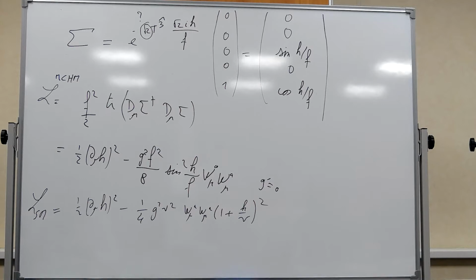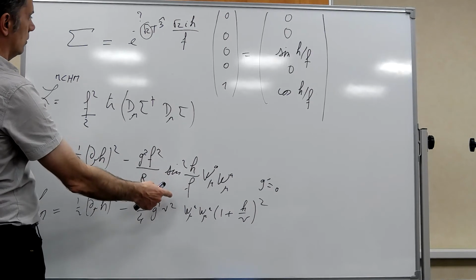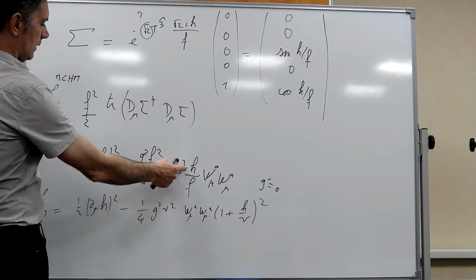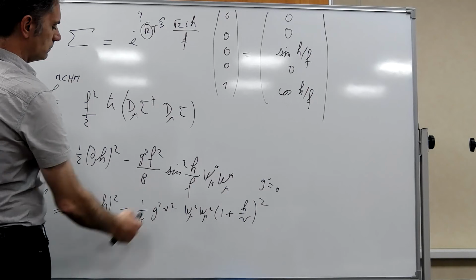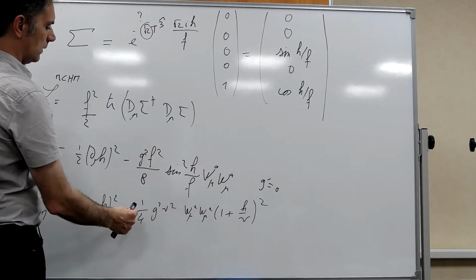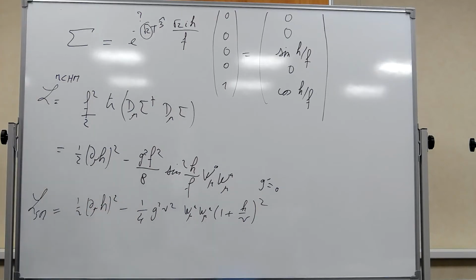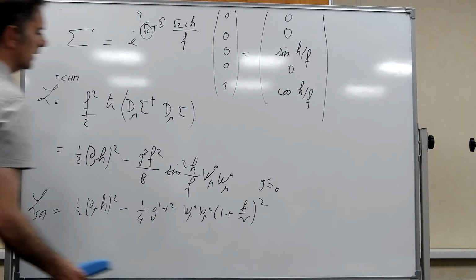So let us do that. Let us look explicitly at the expansion of this sine, right? And the Lagrangian of MCHM, which is minus g squared f squared over 8. If I'm using the real representation, I should also have this one up.